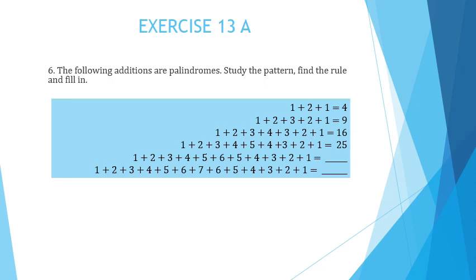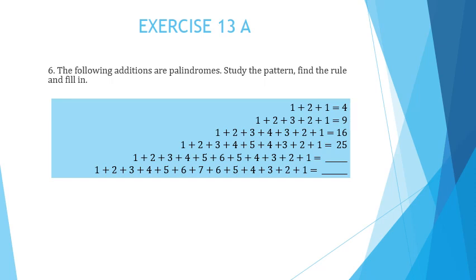So now children, after watching this pattern, can you find out the rule? Well, the rule that we get is that these additions are palindromes, and you see that the middle number, like in the first case, is 2. So our answer will come by multiplying the middle number with itself. Means in the first case, the answer will come by multiplying 2 by 2. So 2 multiplied by 2 is equal to 4, as 2 is the middle number.